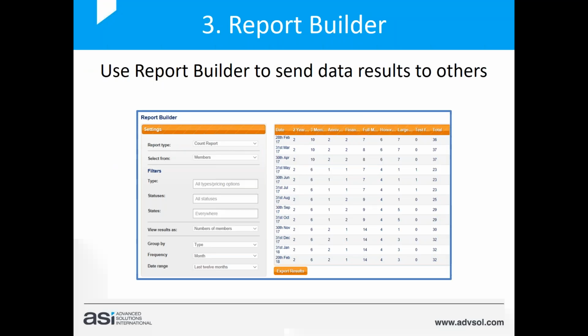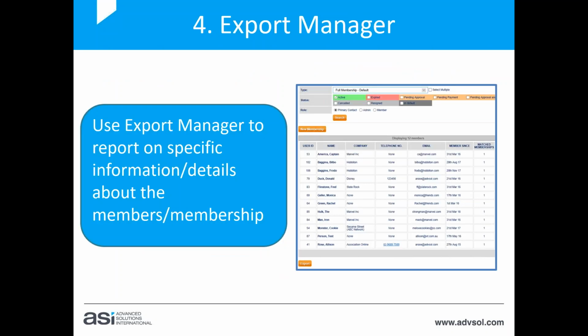Okay. What if you want to choose what specific information is in the report, not just the numbers, but the list of names, the membership types? What if you want to know how many members belong to a specific company, or you might have a specific field in your sign-up forms that you need to report on? You need to use Export Manager to do that. Some of you may be familiar with Export Manager, some may not. It's something that I often go through in training, so I'd love to show you this today as well.